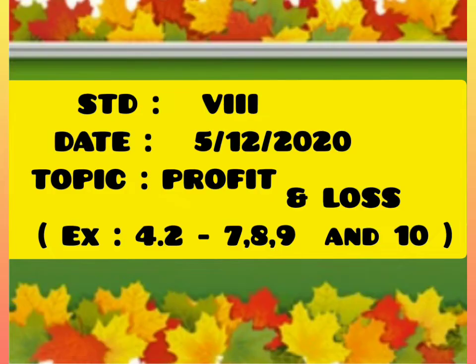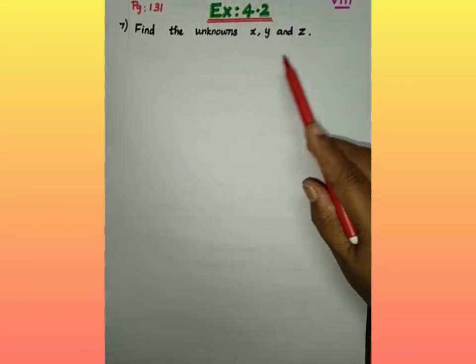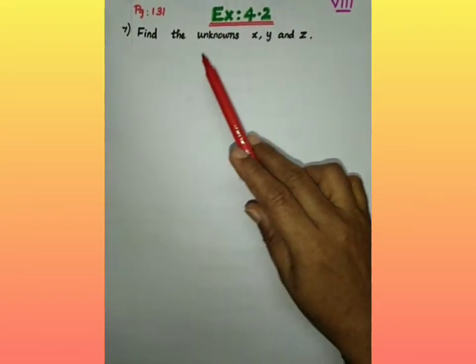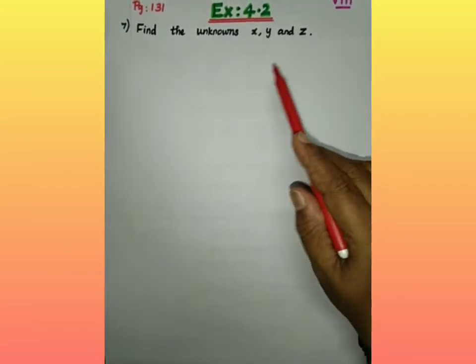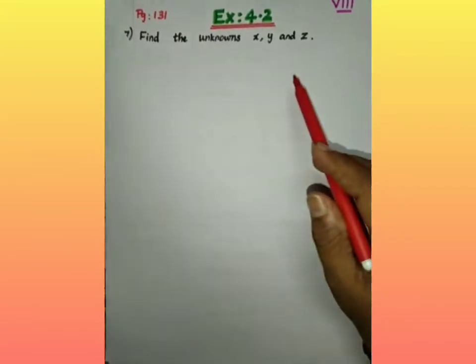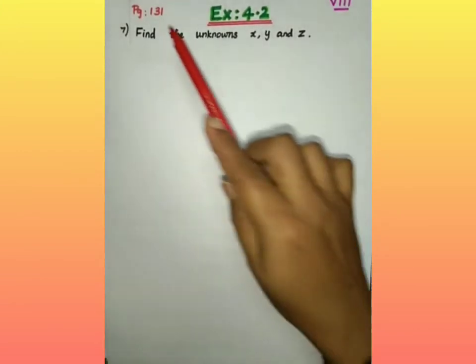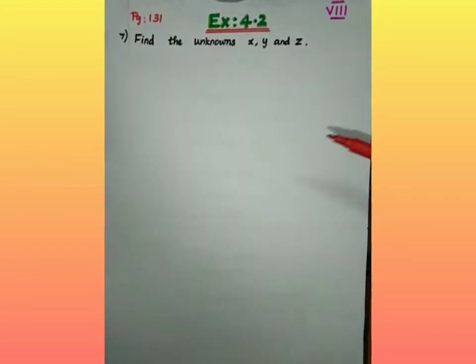Standard 8. Today, our topic is profit and loss, remaining problems from exercise 4.2. Exercise 4.2, page 131, seventh problem. Find the unknowns x, y, z. The question is given in the tabular column. You can refer to the question in the book on page 131.